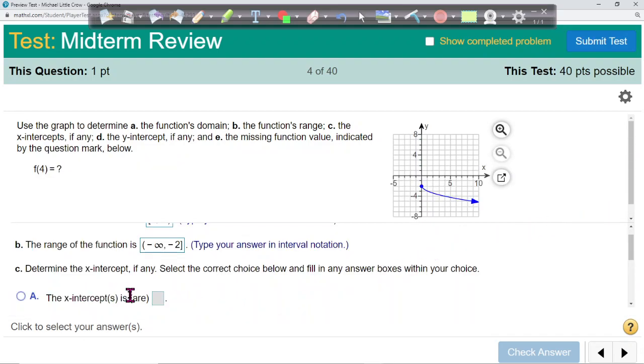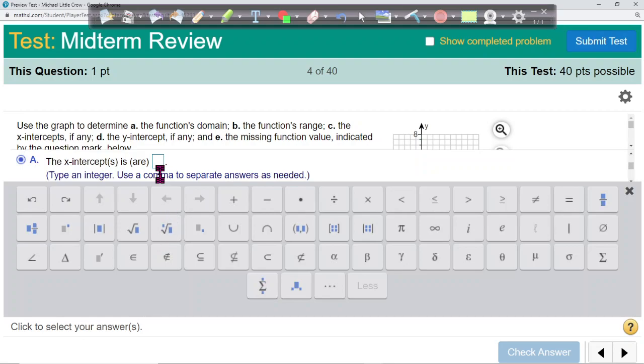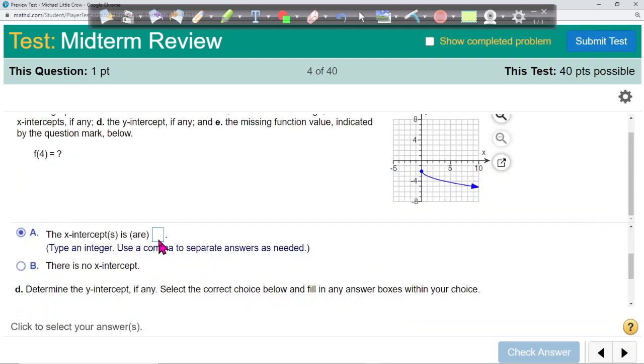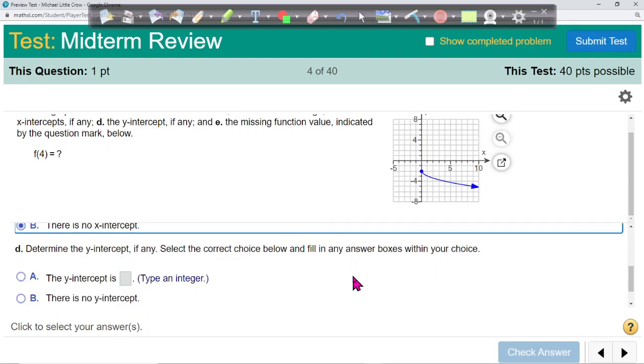Okay. Determine the x-intercept. Well, here's the x-axis. It never even gets up there. There are no x-intercepts, so what are we supposed to put? Oh, here it is. We check on B. You look at the answers. Okay, there is no x-intercept.